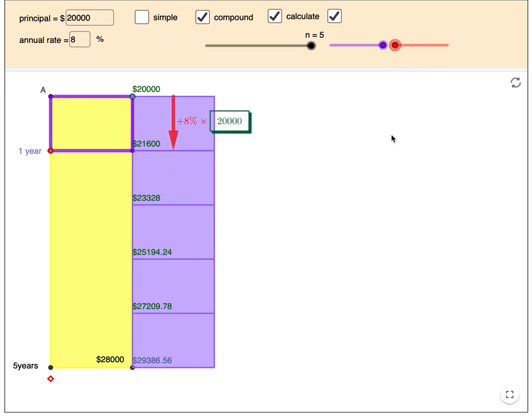Okay, so this is what you can do with this applet. I hope that you will find it useful and explore further use of this applet for the explanation or discussions about the simple and compound interest with your students.